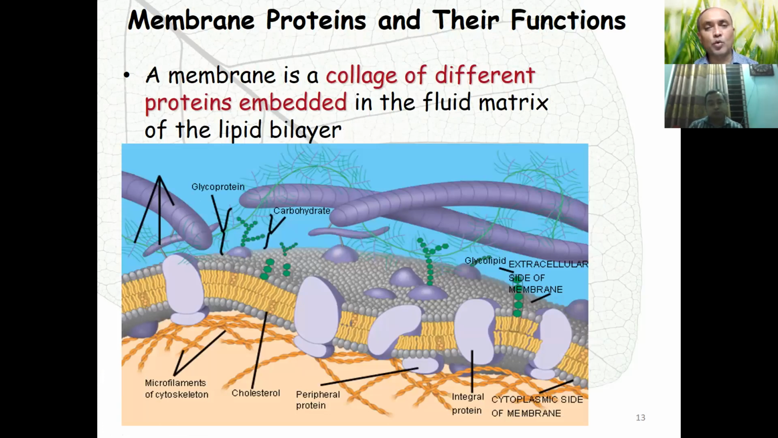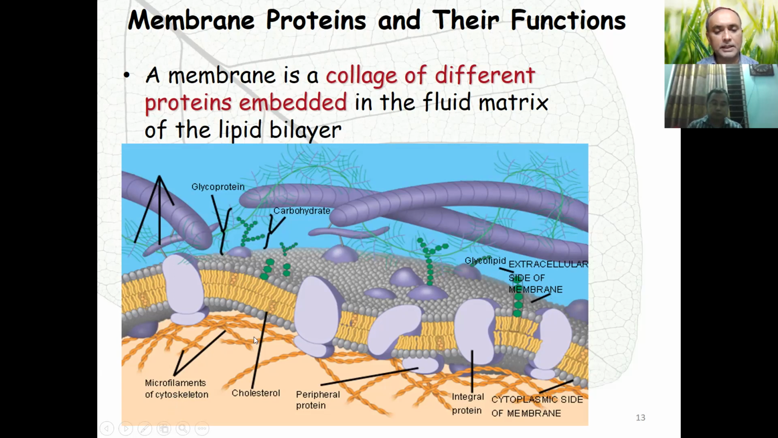The membrane is a collage of different proteins embedded in the fluid matrix of the lipid bilayer. Here you can see how complex the structure of the membrane is. So there are some glycoproteins. These are glycoproteins. Carbohydrates can also be there, and glycolipids also. On the extracellular side of the membrane, there are some components also present. Here you see cholesterol molecules are also present in the lipid bilayer.